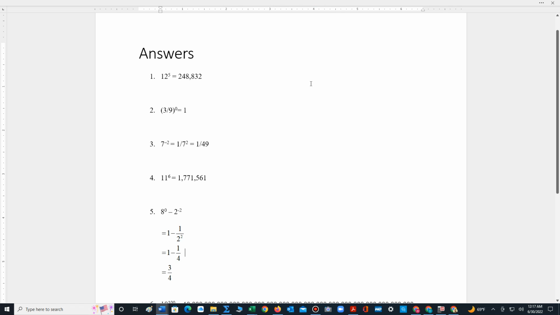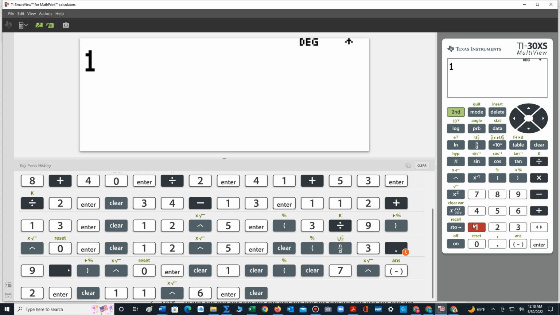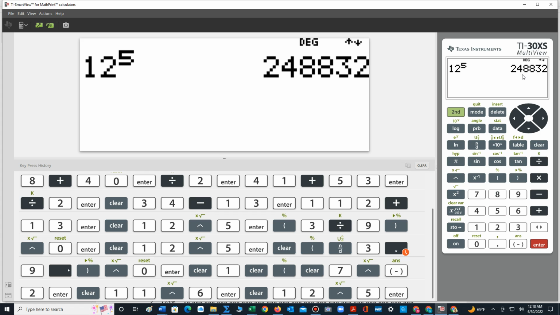Okay, let's review the answers to the problems on the exponent page. We have 12 to the fifth, that's equal to 248,832. Let's verify this using a calculator. So we type in the base 12, use the caret symbol as the power, type in the power 5, also known as the exponent, select enter, and you can see we get the result here in the calculator.